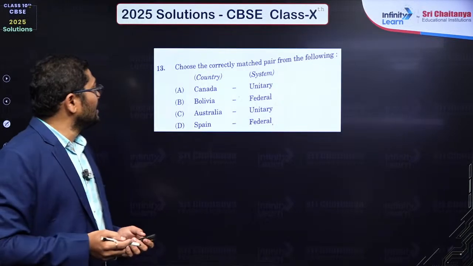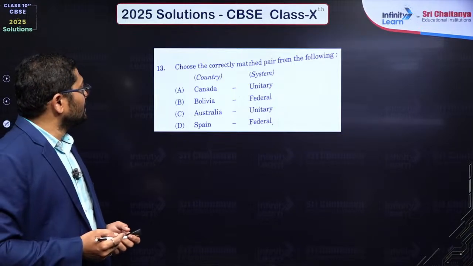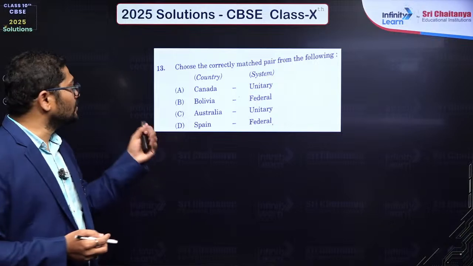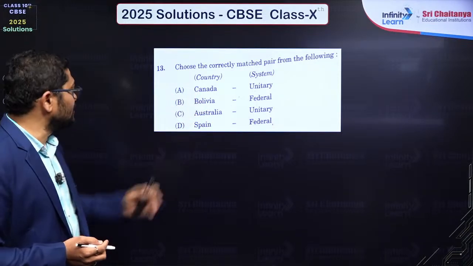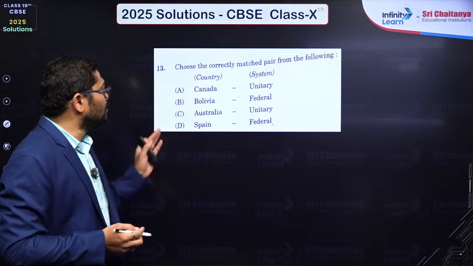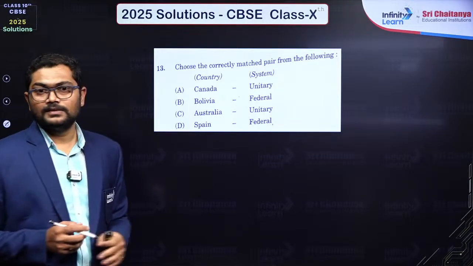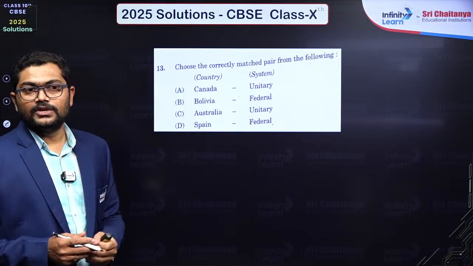Choose the correctly matched pair from the following: Canada, unitary, so the country and the system. So which one is correctly matched? It means the 3 are incorrectly matched. Canada, unitary, Bolivia, federal, Australia, unitary and the Spain, federal. So out of these 4, which one is correctly matched? That we need to find out.